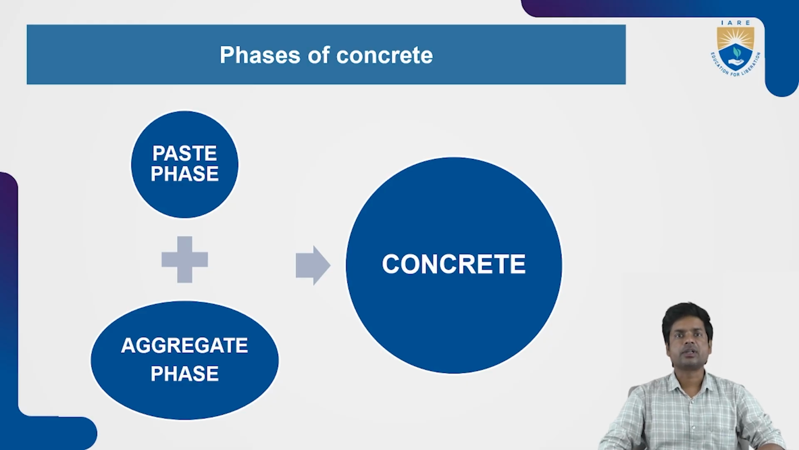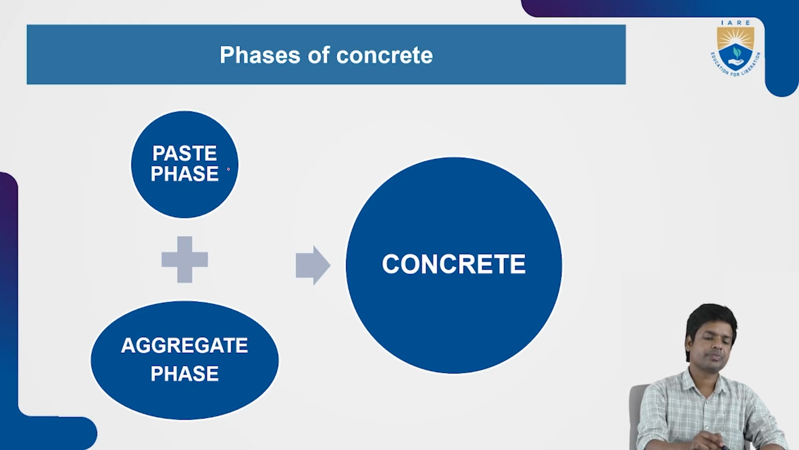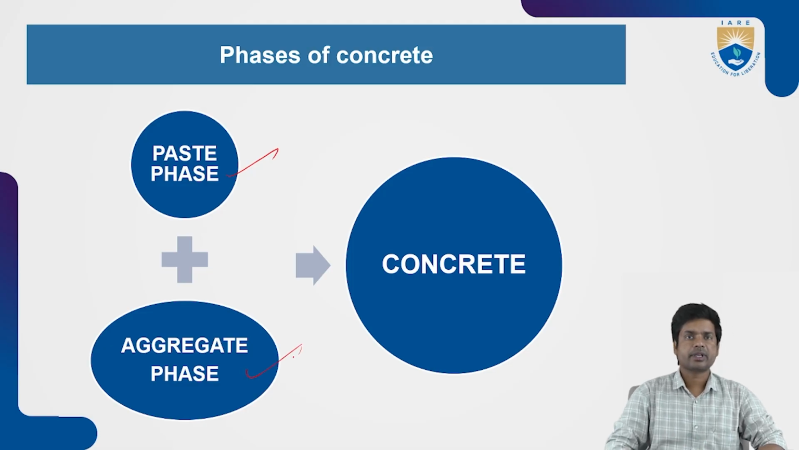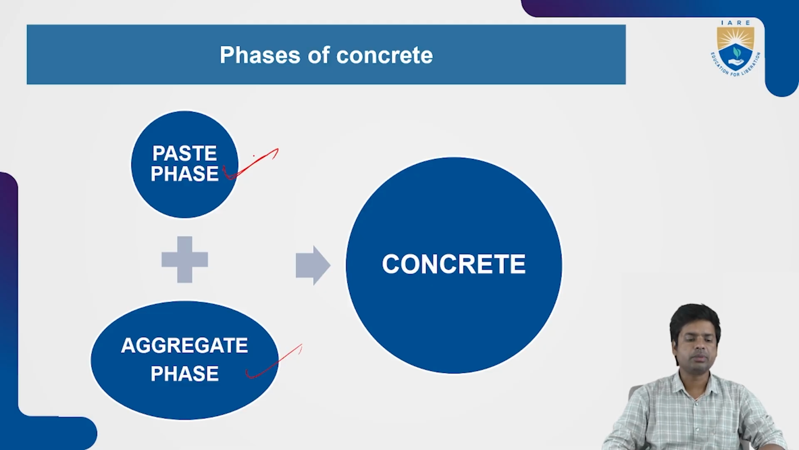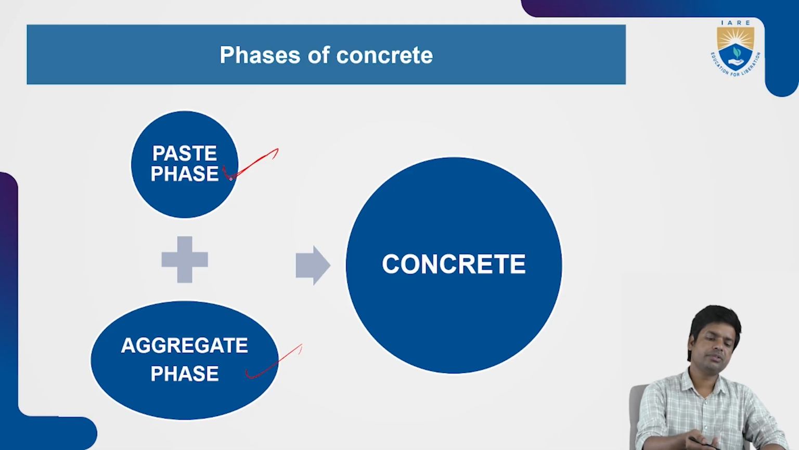Coming to the phases of concrete, we are dividing the concrete into two phases, that is paste phase and aggregate phase, as we have discussed in the previous lecture. We have already studied the paste phase, it is already completed in the previous lectures. The paste phase is nothing but the cement, and its behavior, properties, and classification.